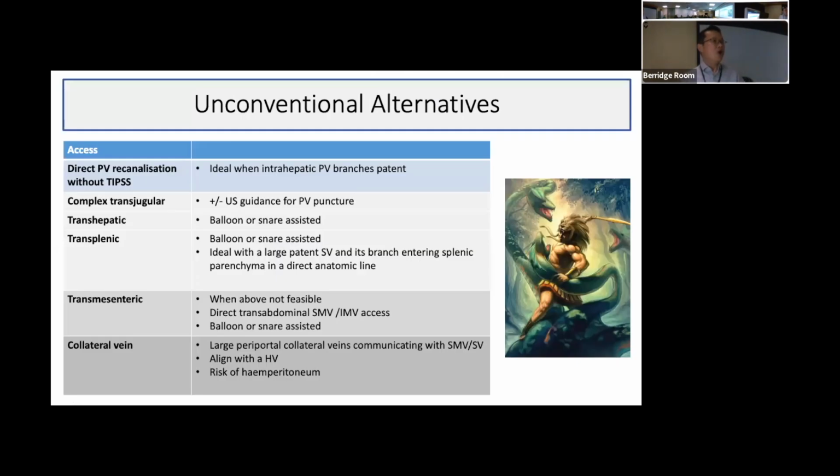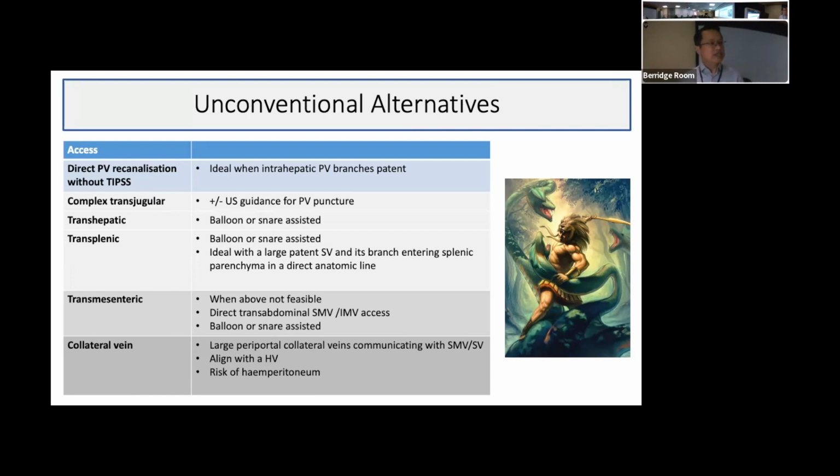So moving away from the standard TIPS procedure, if we were to recanalize the obliterated portal vein or the clotted portal vein, the standard TIPS procedure may not be sufficient. And there are unconventional alternatives. One is to directly puncture the portal vein itself. And you can still use a transjugular technique, but it will be rather complex. But the majority of my work is based on this approach.